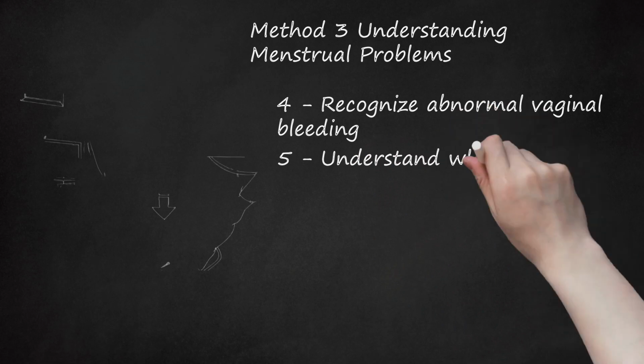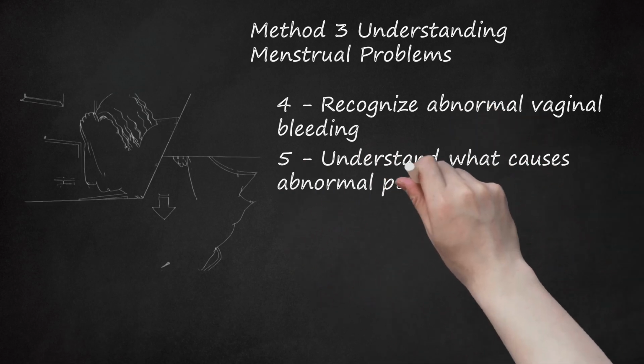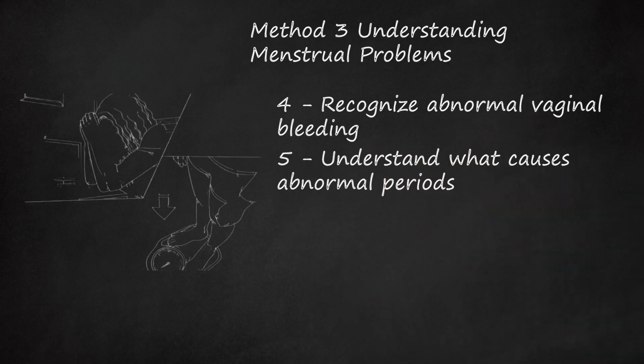5. Understand what causes abnormal periods. Different factors can lead to abnormal periods. Maintaining a healthy weight and seeing your doctor about possible illnesses help you to have normal periods. Dysfunctional ovaries can lead to hormonal dysfunction and cause you to have abnormal periods. Polycystic ovary syndrome and premature ovarian insufficiency are 2 examples.